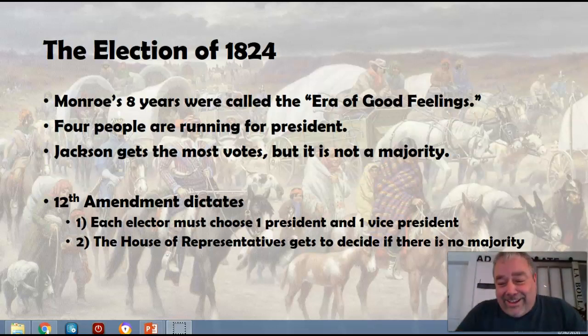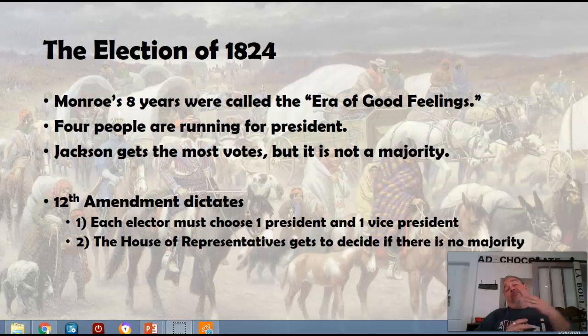Alright, hey, good. We're going to start talking about the election of 1824. In the election of 1824, we were in an era of good feelings because we had finally finished that whole Federalist and Democratic-Republican debate, and pretty much everybody running was a Democratic-Republican. Everybody's getting along. Monroe's years were called the era of good feelings, and with the election of 1824, the era of good feelings is going to come to an end and start some serious political strife in our country.